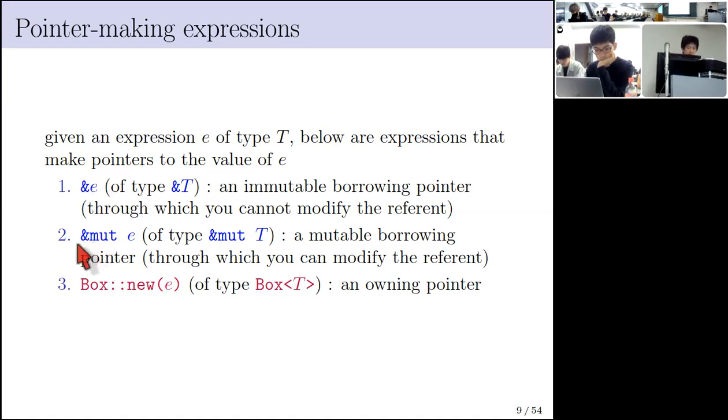And as you can easily imagine, you have an expression written as ref mut followed by any expression, which makes an expression of type ref mut T, not surprisingly. And this makes a mutable borrowing pointer, through which you can modify the data referenced by this entire expression.